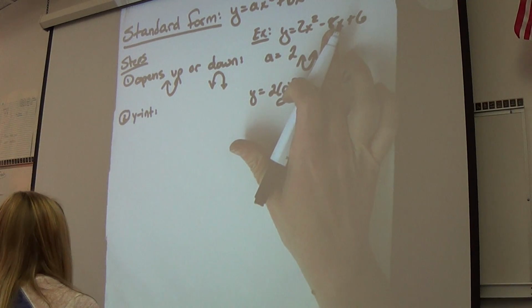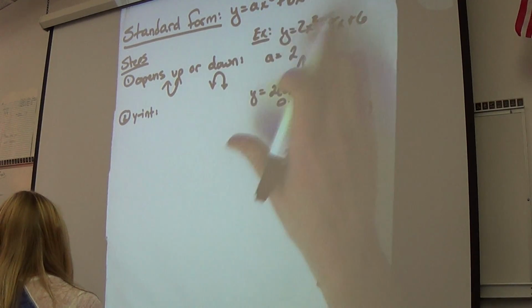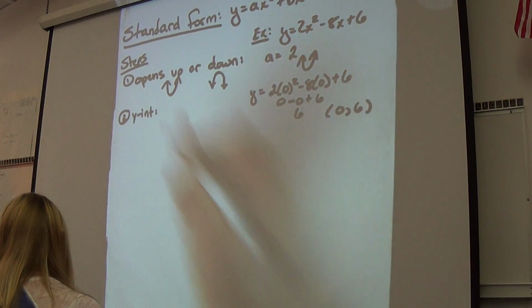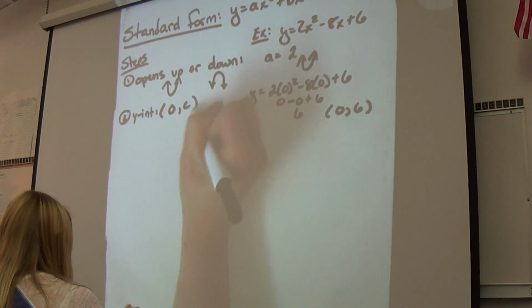Canceled out the first 2 with the x's, which means if I'm in standard form, then that will always be your C value.